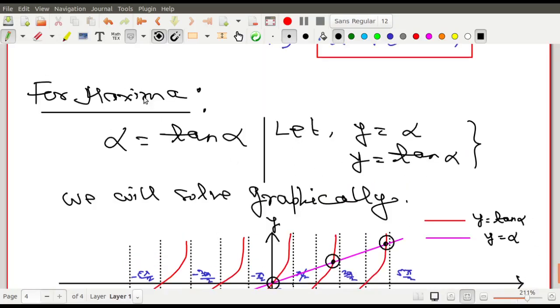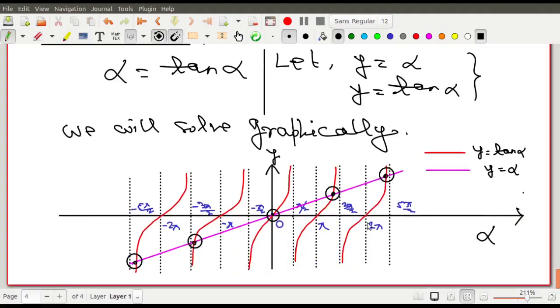and here it is what? These are for the maximas. So alpha 0 will be definitely included over here. So these are the general maximas. So in the general maximas, the principal maxima must be included.